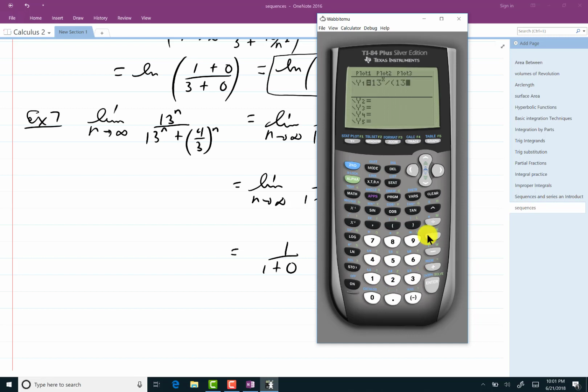13 to the x plus, and then I'll need little parentheses again, 4 divided by 3 to the x. And then we go ahead and finish the parenthesis. I don't really care about the graph so much as the table, so let me take a look at the table.